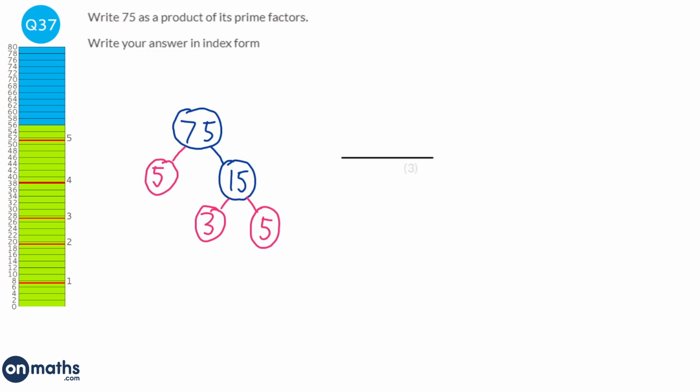And so we're going to write these in a list. So 3, 5, and 5. The product means that we put a times sign between them. But if you notice here we've got 5 times 5, so a different way of writing that in index form is 5 squared. So our answer will be 3 times 5 squared.